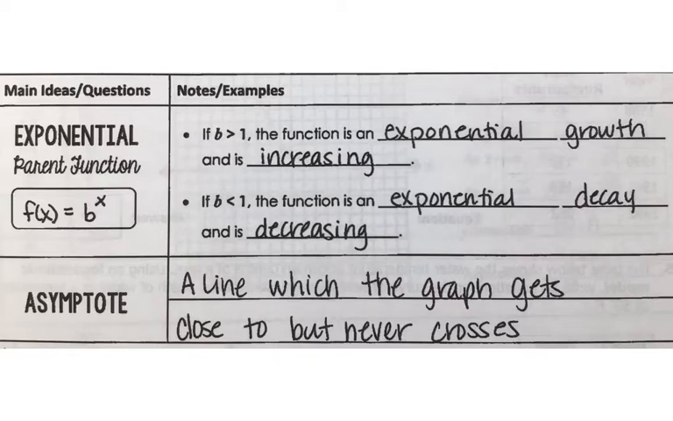Okay, so first let's talk about your parent function. So yes, this teeny tiny x right here, that is an exponent, okay? So it'll be a number to an exponent. That's what your parent function will look like. Now, if b is bigger than 1, the function is an exponential growth and is increasing. That also means it's going up from left to right.